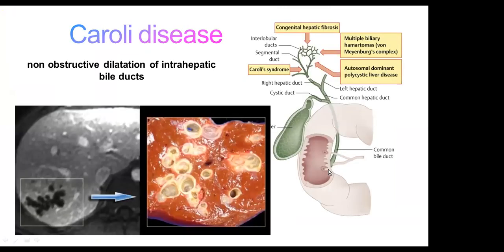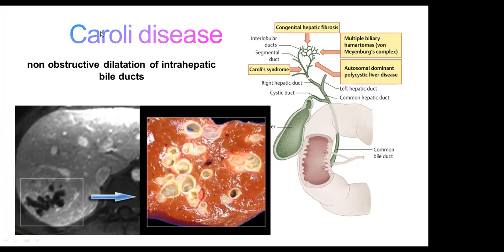So, Caroli disease is a congenital condition. It's a non-obstructive dilatation of the intrahepatic bile ducts. Usually it comes either as a diffuse type or a focal type. In the focal type, as seen here in this contrast-enhanced CT image, we can see the focal type. And this is an autopsy image showing the dilatation of the intrahepatic biliary tree.